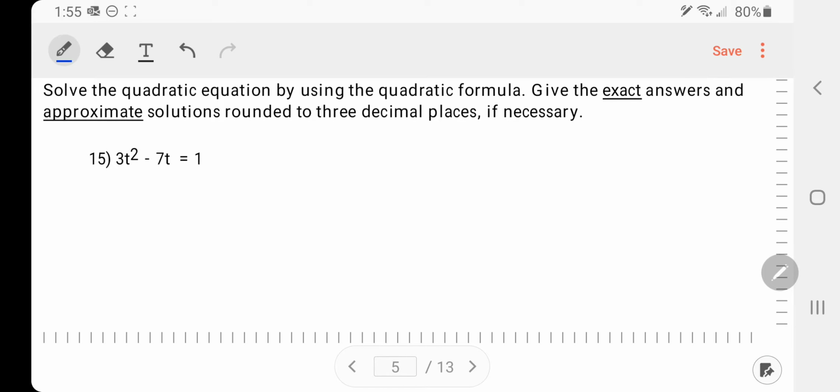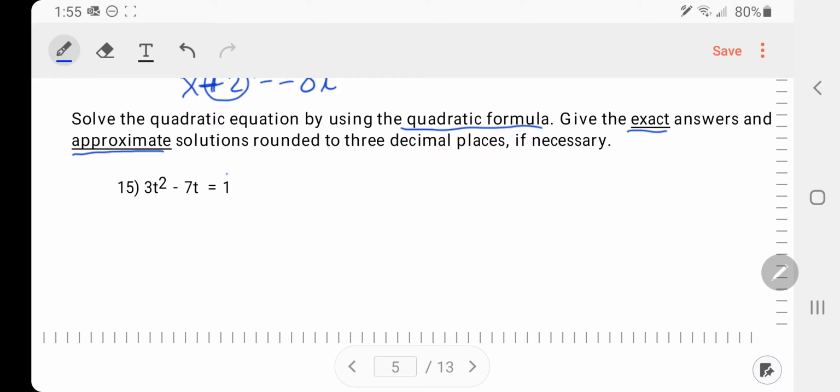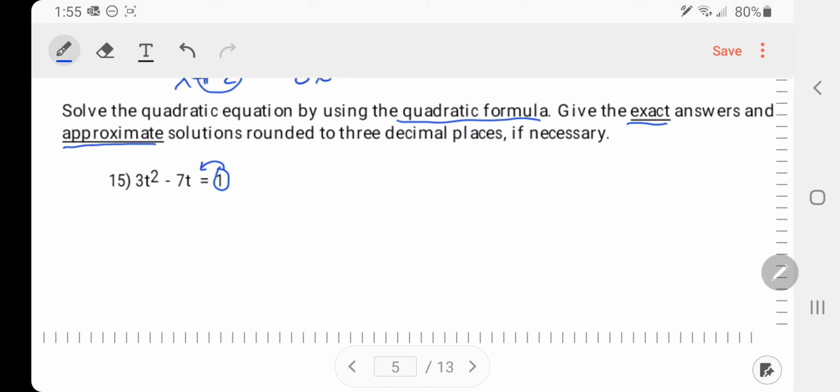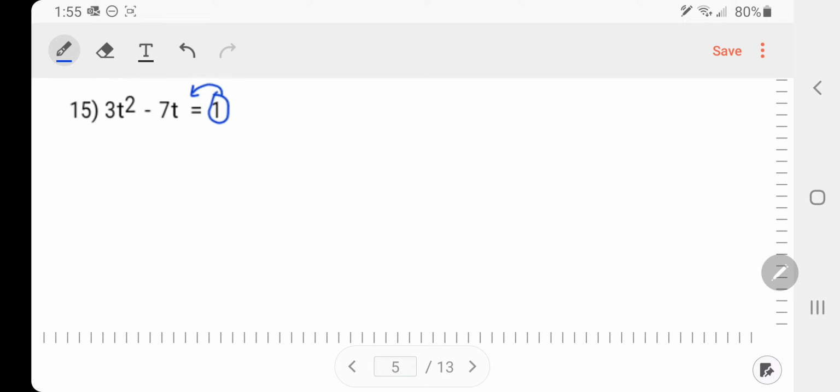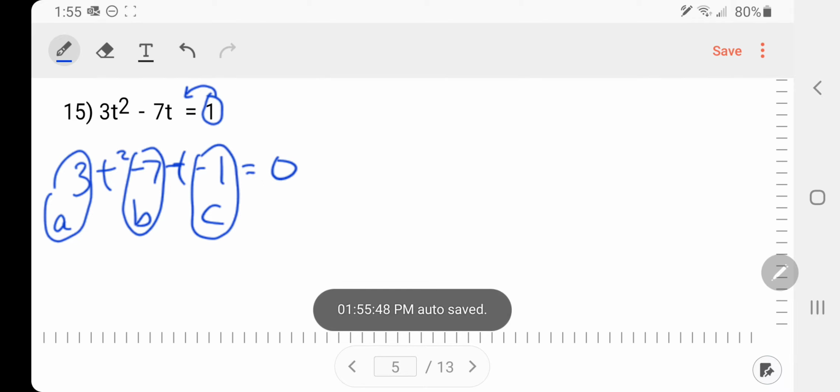All right, number 15, solve using the quadratic formula. They want exact and approximate solutions. And since I'm going to have to sing the song, we're going to have to move the 1 over. So the first step is to move the 1 over. That's going to give us 3t squared minus 7t minus 1. And then I can see that a is 3, b is negative 7, and c is negative 1.